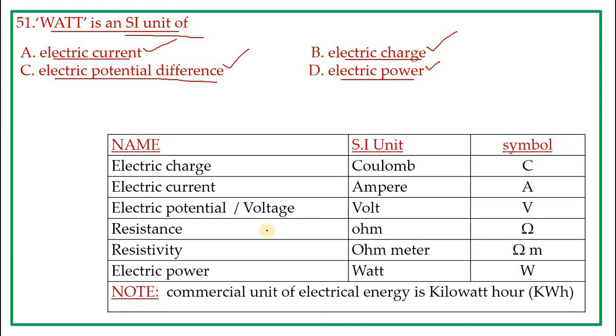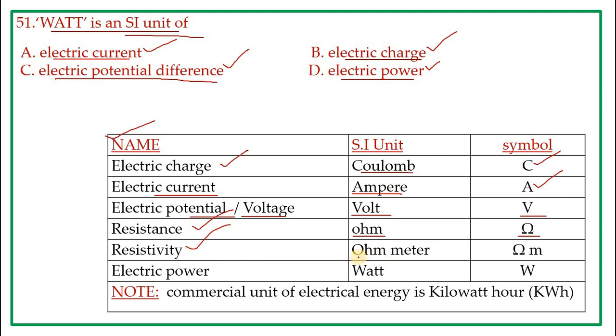See, I have listed all these things. So note it down and learn very well. So electric charge is coulomb and its symbol is C. Electric current is ampere, denoted by A. Electric potential or voltage, volt, V. Resistance, ohm, and this is the symbol of the ohm.